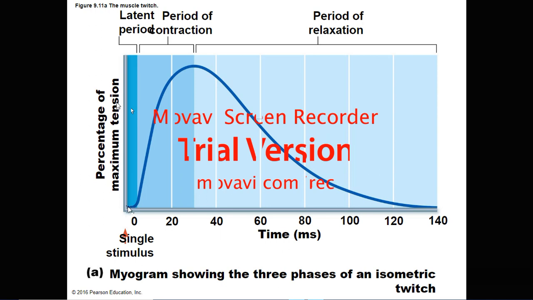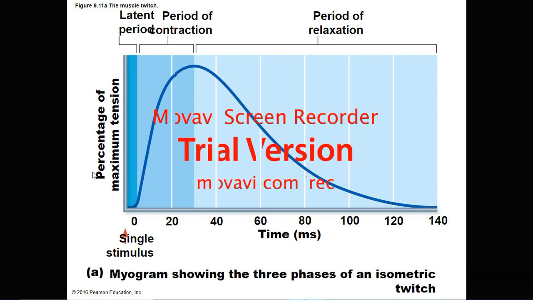All right, so then next, the second period, you have the period of contraction. During the period of contraction, cross bridges are active from the onset to the peak of tension development, and the myogram trace rises to a peak. It's going to rise to its peak, and this lasts about 10 to 100 milliseconds.